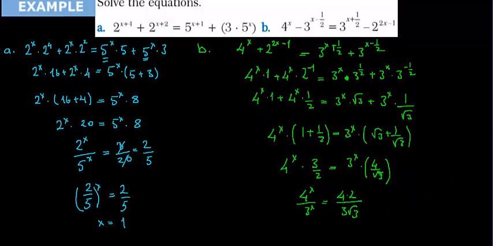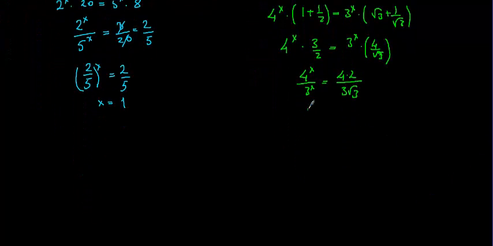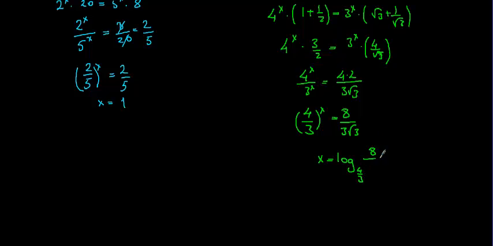Here I can continue like this. 4 over 3 to the power of x is going to be equal to 8 over 3 root 3. Then here the power is only 1, so it's going to be equal to logarithm base 4 over 3 of 8 over 3 root 3. This is the value of x.